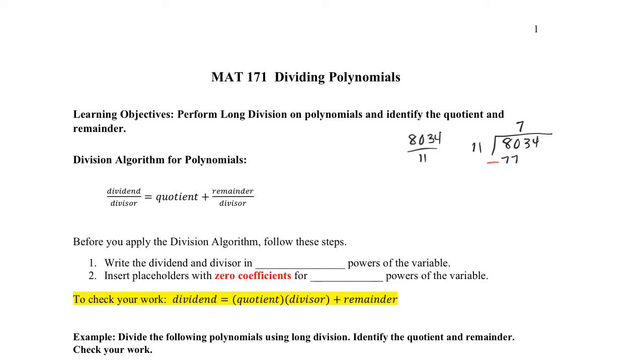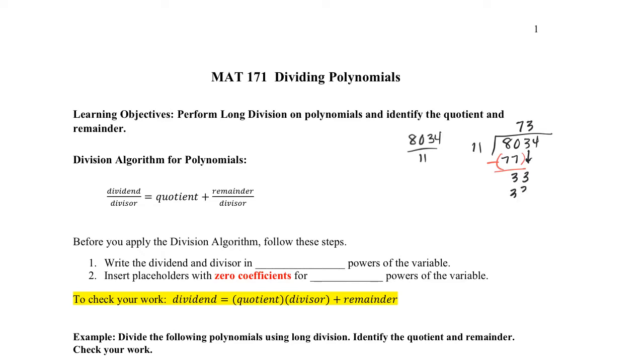Now, I know a lot of you are rolling your eyes, but again, this process is the exact same thing for polynomials. And so if you'll keep this in mind, it'll make it a lot easier. So we subtract 77, and 80 minus 77, of course, is 3. Bring down the 3. So now I need to know how many times does 11 go into 33. So 33 divided by 11. So 11 times 3, of course, would be 33.